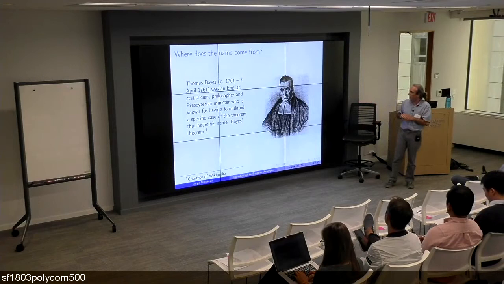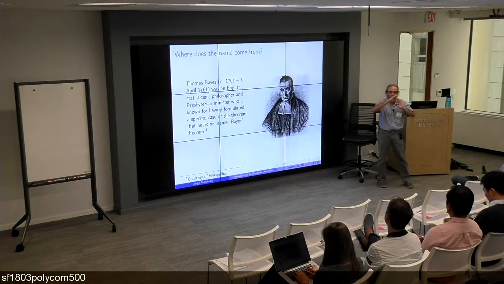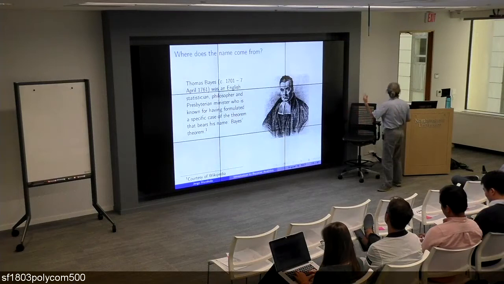And he wrote down a formula, which now has his name. He wrote it down in a very narrow context. Now it's a very broad thing. It's called Bayes' theorem, which we're going to see in the next slide. So anyway, that's where the word Bayesian comes from. He was working in statistics and probability.